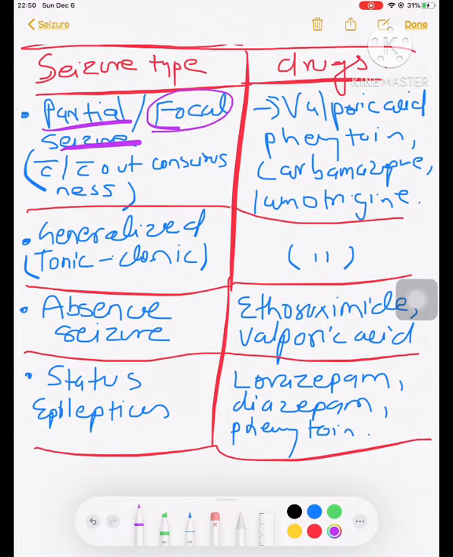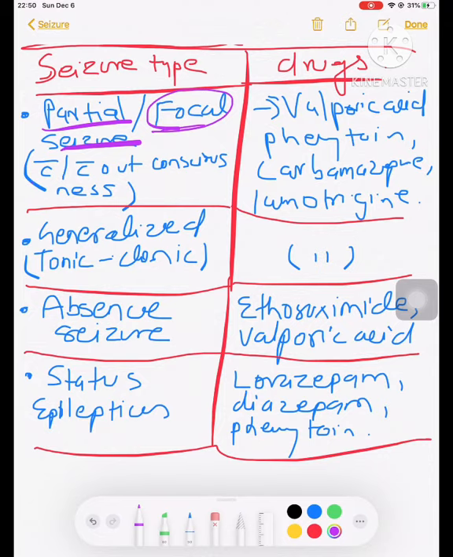Okay, and it had two types: simple partial seizure and complex partial seizure. But now the nomenclature has changed slightly, and it has become focal seizure with loss of consciousness and without loss of consciousness, or with awareness or without awareness. Okay, so what are the drugs that are used in partial seizures?